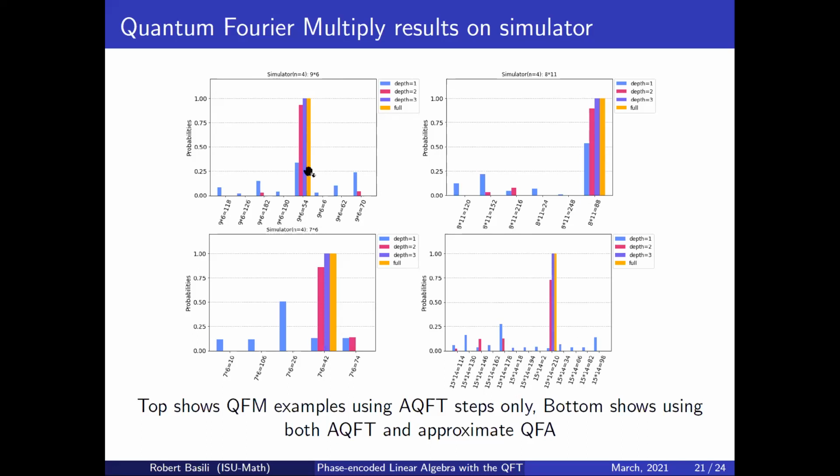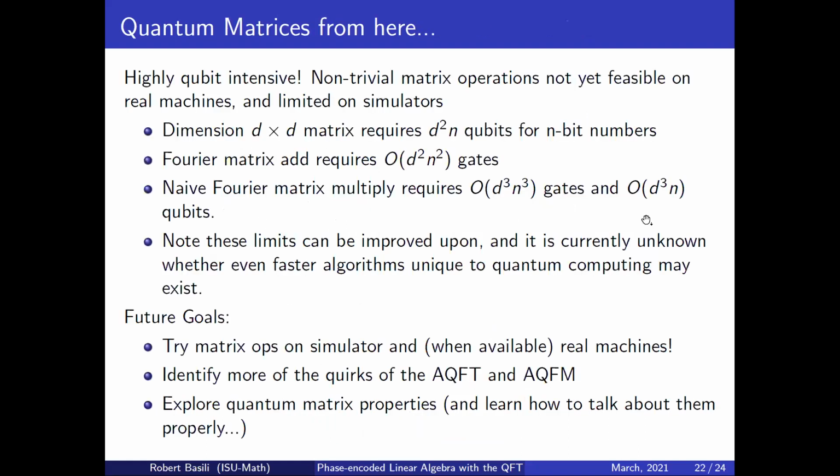Do note that just as we saw before, there's a big drop when you add in that extra approximation step with the quantum Fourier adder as well. Seen when you hit depth 1, you seem to be able to still get a better approximation at depth 1 if you only do the approximate QFT. Okay, so that's where we are so far.